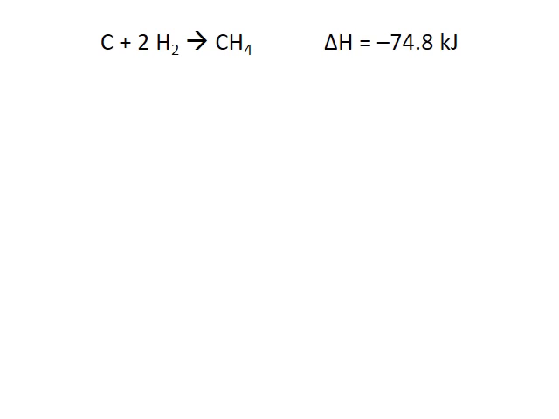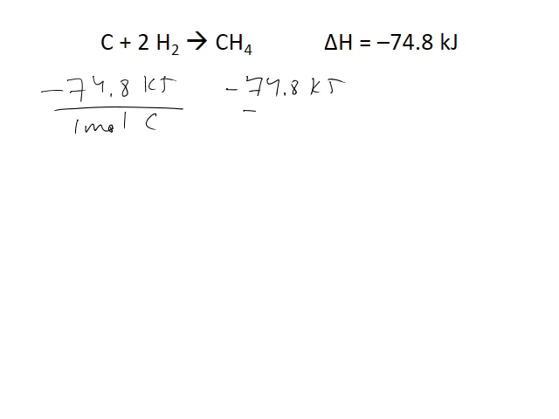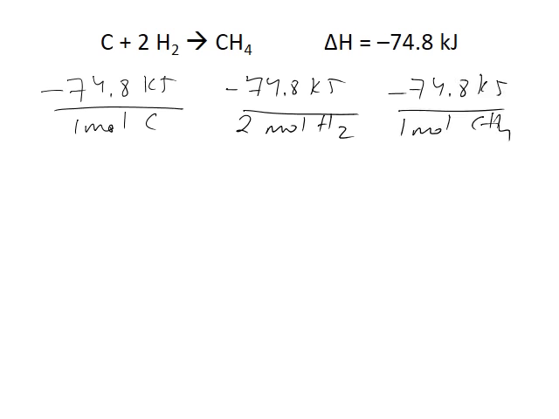Here we have the reaction for the formation of methane, CH4. This has an enthalpy of negative 74.8 kilojoules. Once again, I can correlate the enthalpy to the quantities of substance in the equation. So there's negative 74.8 kilojoules per 1 mole of carbon, negative 74.8 kilojoules per 2 moles of hydrogen, or negative 74.8 kilojoules per 1 mole of methane. You can write any of these.